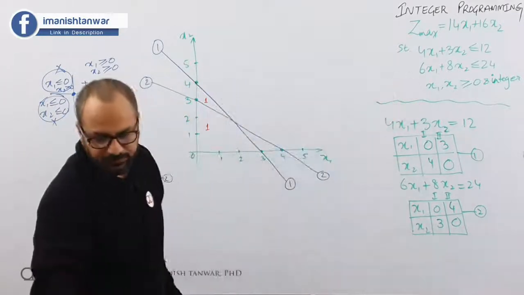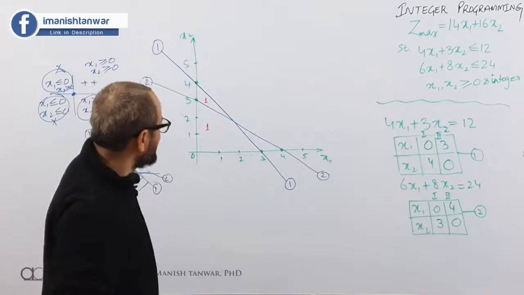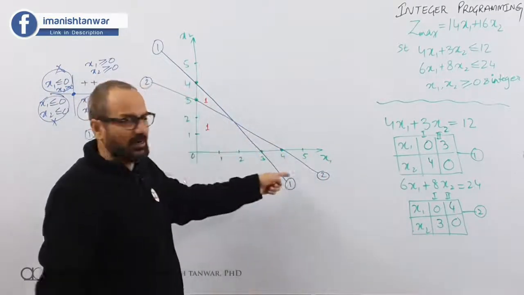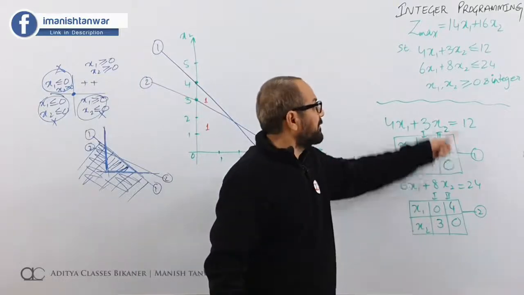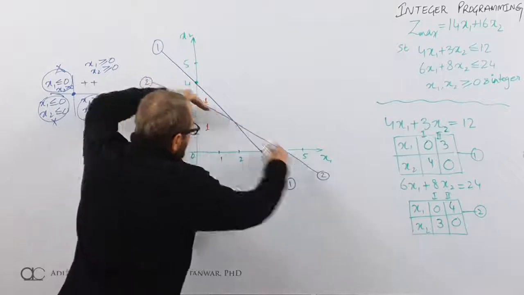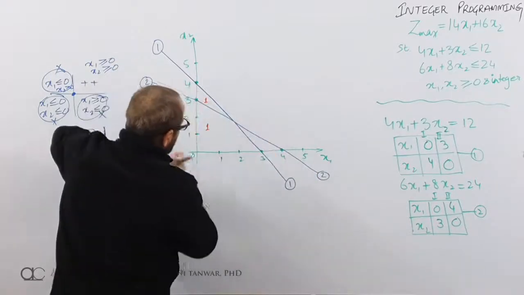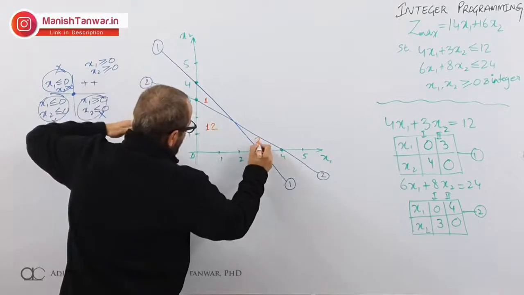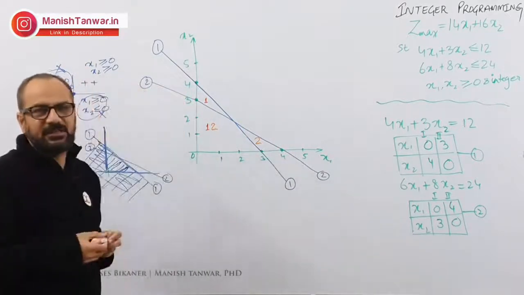Then if I talk of the second constraint, I have plotted an equality, but the constraint is of type less than. Less than is towards the origin. Let me take this second constraint. Towards the origin would be this area. So this is a feasible area according to the second constraint.